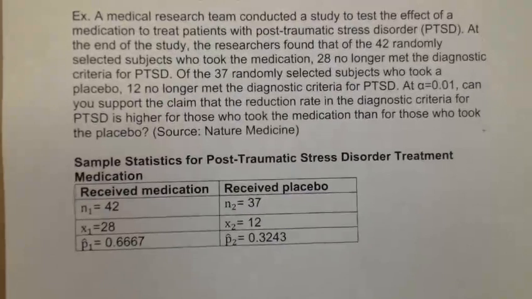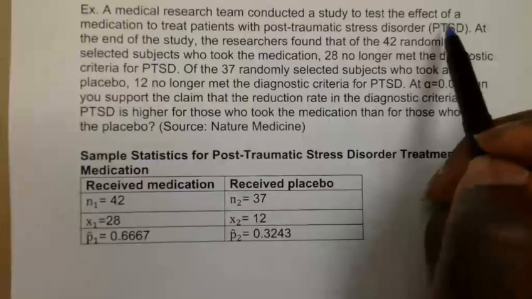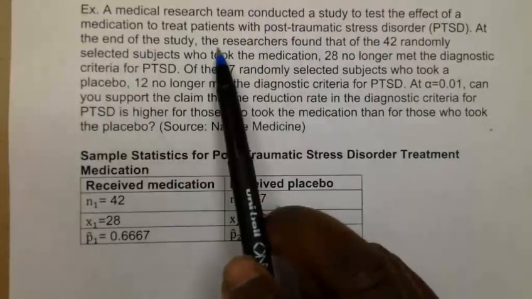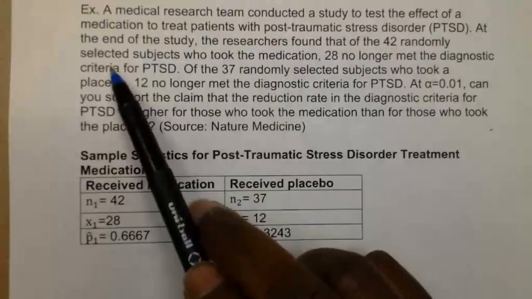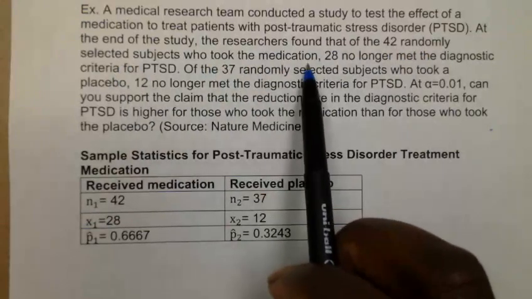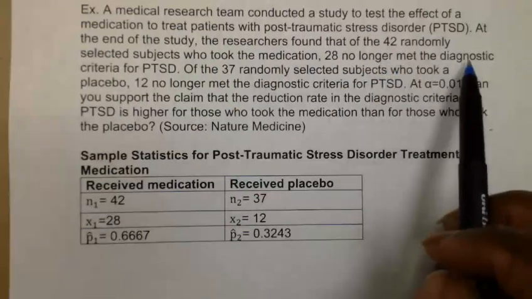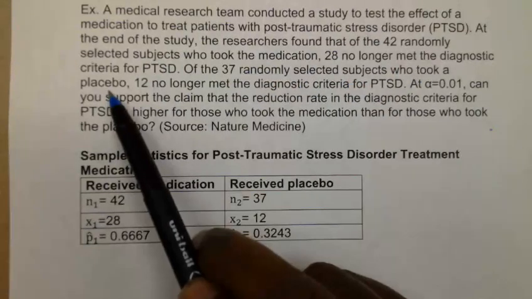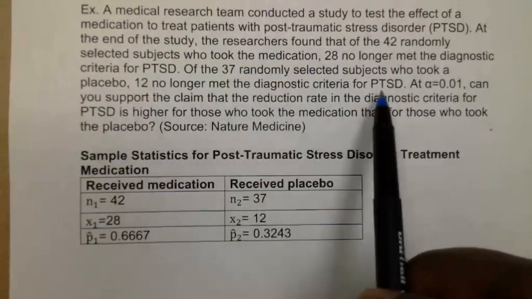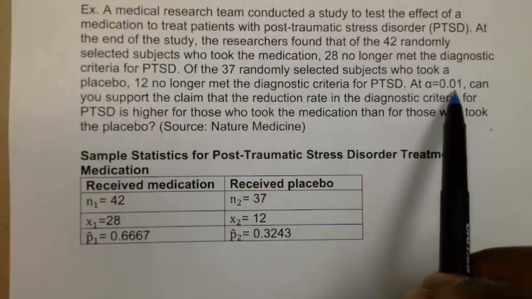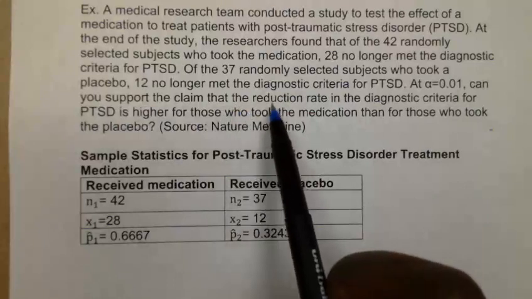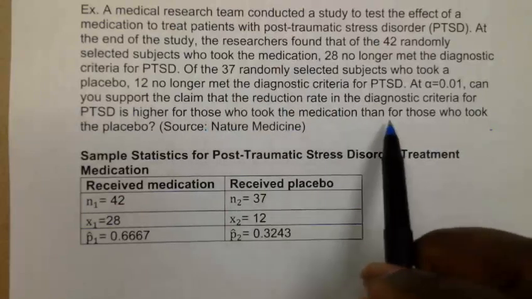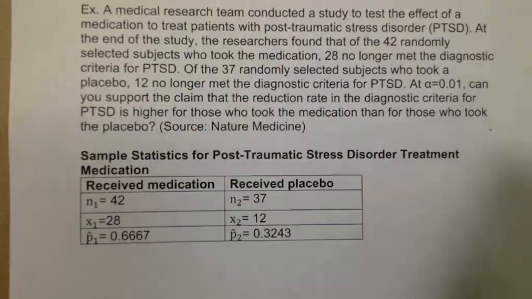All right, a medical research team conducted a study to test the effect of a medication to treat patients with post-traumatic stress disorder, or PTSD. At the end of the study, the researchers found that of 42 randomly selected subjects who took the medication, 28 no longer met the diagnostic criteria for PTSD. Of the 37 randomly selected subjects who took placebo, 12 no longer met the diagnostic criteria for PTSD. At level of significance 0.01, can you support the claim that the reduction rate in the diagnostic criteria for PTSD is higher for those who took the medication than those who took the placebo?